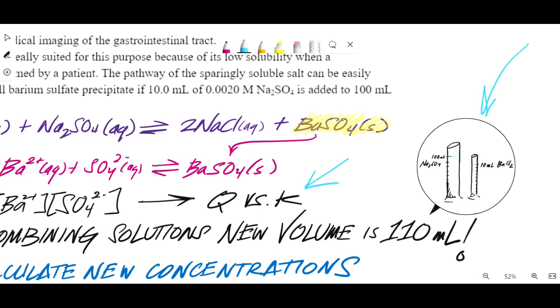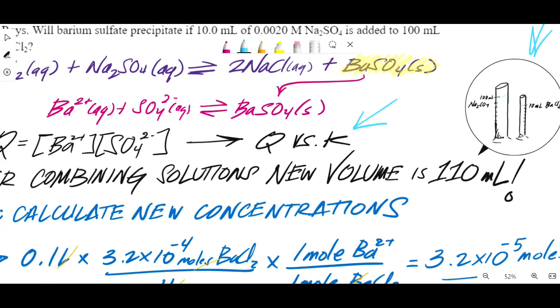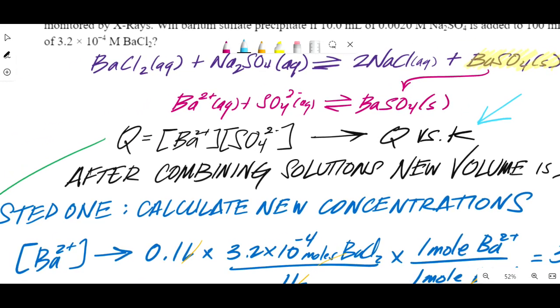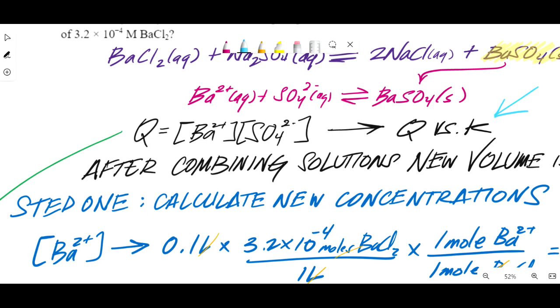And you can see over here, I've drawn a little diagram of the 100 mLs of sodium sulfate and the 10 mLs of barium chloride. Those are both going to get dumped into one beaker. So now our new volume is 110 mLs. As it says here on the screen, step one is going to be calculating new concentrations.